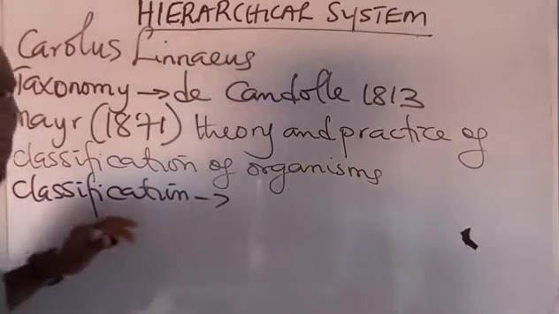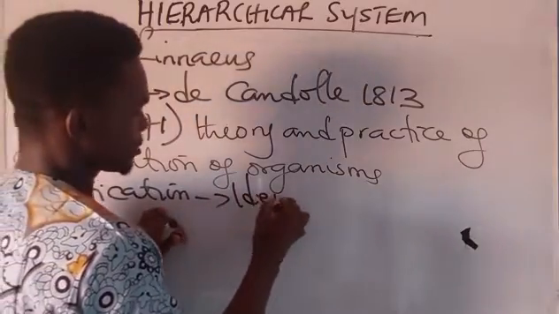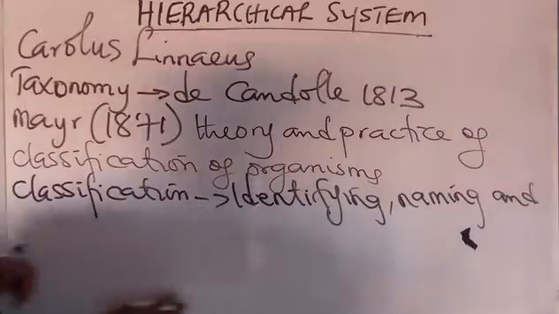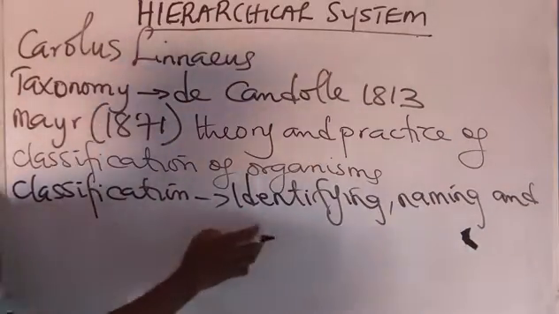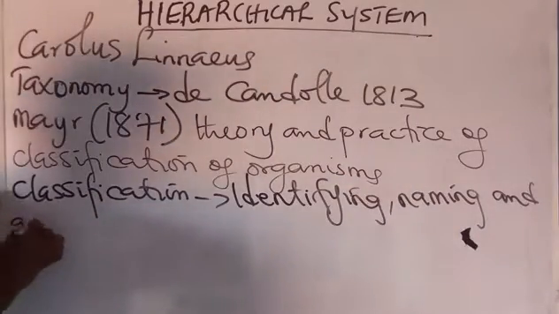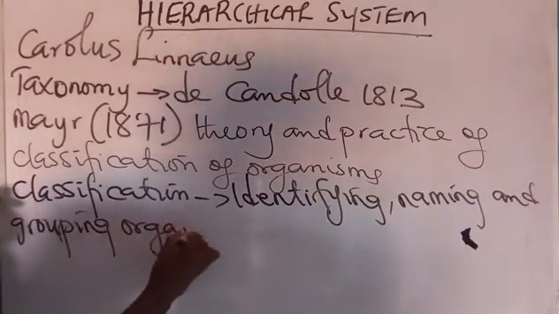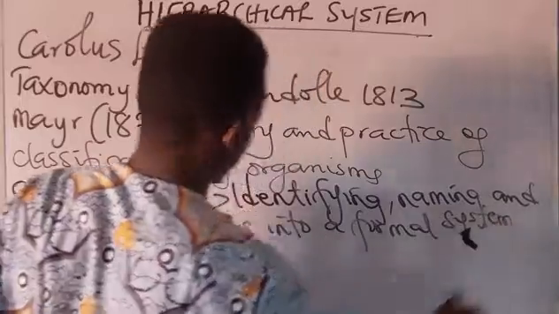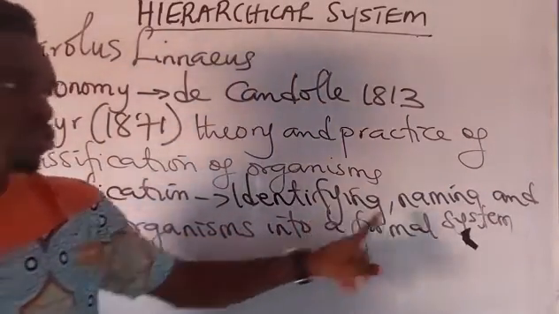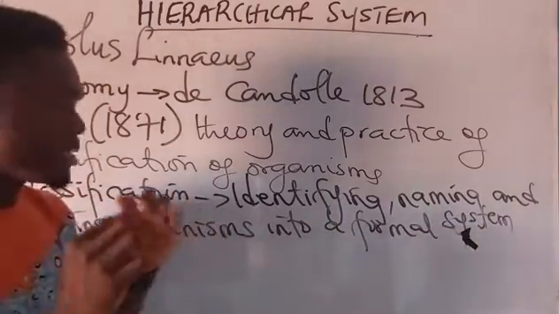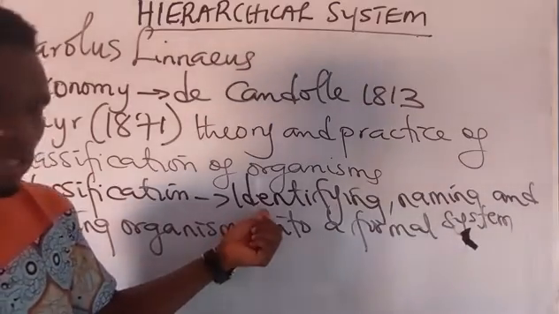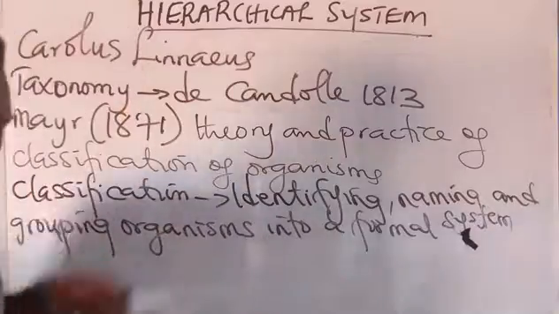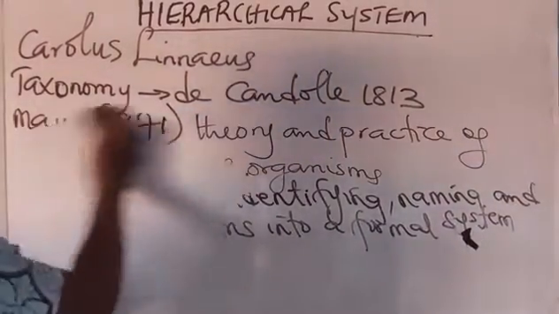Classification is a branch of science that deals with identifying, naming, and grouping organisms into a formal system. When you identify organisms, you name them; after naming, you group them. So it is a scientific method of identifying, naming, and grouping organisms into a formal system. This is not my aim today, but I wanted to do this for a better understanding.